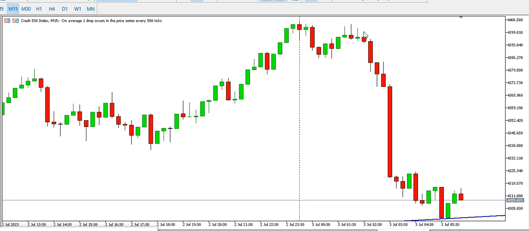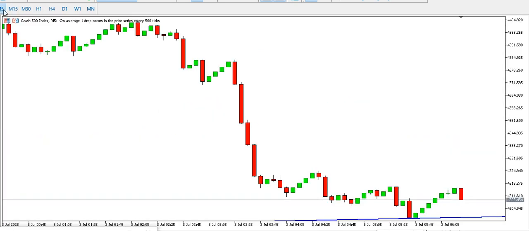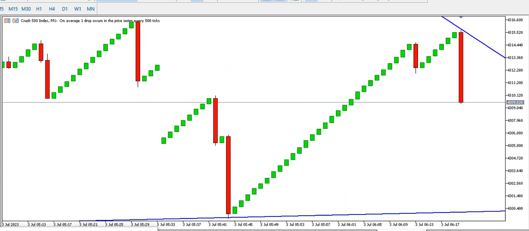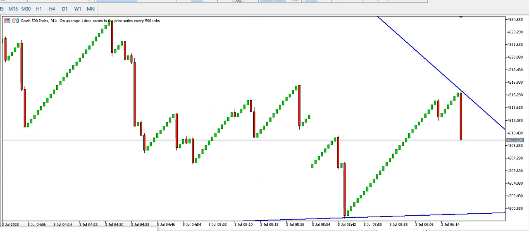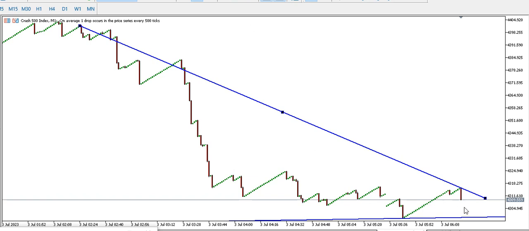The 15 minutes time frame is bearish, so we might want to look for selling opportunities for Crash 500 index. The 5 minutes time frame is also bearish. We advise you look for selling opportunities. On the 1 minute time frame, it's currently ranging, but it's ranging downwards, so you might want to look for selling opportunities for Crash 500 index.